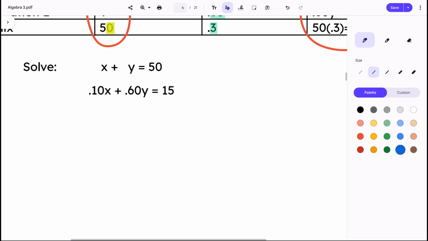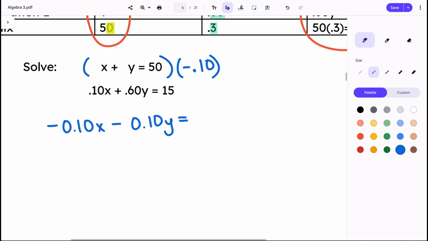Let's get rid of our x's. I need this top x to look the same as the bottom one, so I need a 0.10 in front of it, but I'm also going to make it negative. That way they're opposite signs. So I'm going to take this top equation times negative 0.10, or you could just think of it as negative 0.1. Then my top equation would now say negative 0.10x minus 0.10y. And then what's 50 times 0.1?